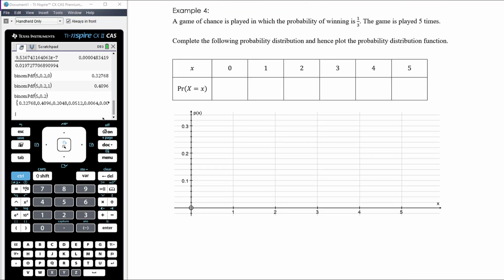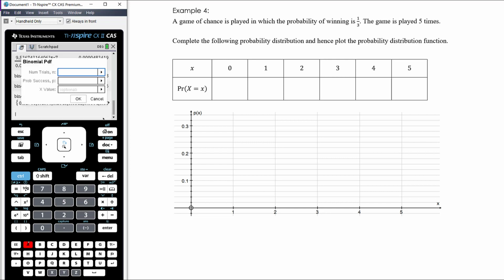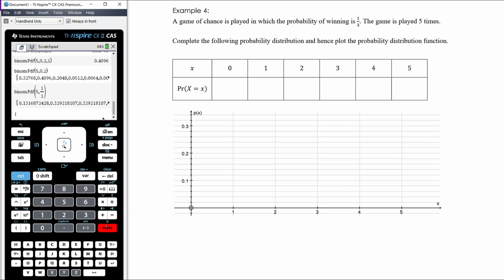Let's just finish with one final example, generating our own probability distribution and graph. A game of chance is played in which the probability of winning is 1/3 and the game is played 5 times. So let's first of all fill in the PDF. I'm going to go with menu 55A and leave my X value blank. My number of trials here is 5. My probability of success is 1/3. I'm going to get all my probabilities, and I'm going to put them each to 4 decimal places in here.